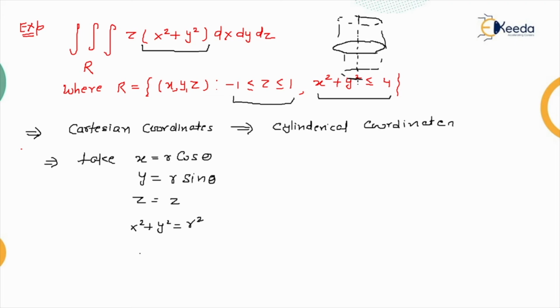So I can write that r square must be less than or equal to 4. Am I right here? So you can write that the modulus of r must be less than or equal to 2. Am I right here?